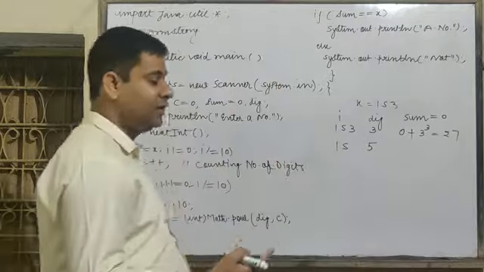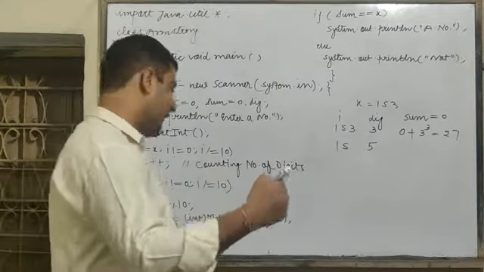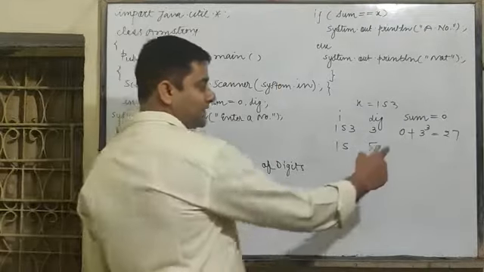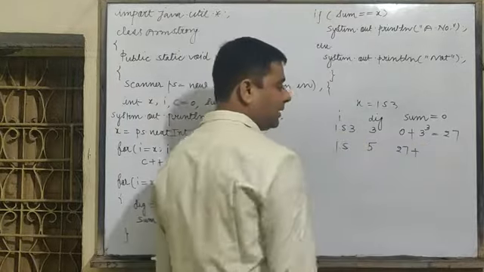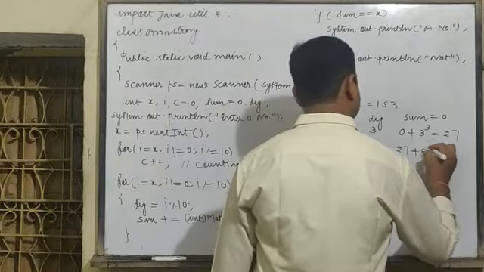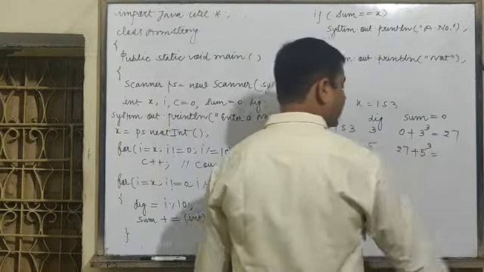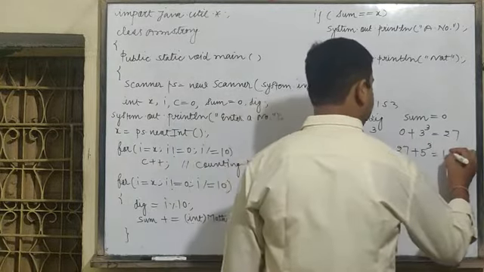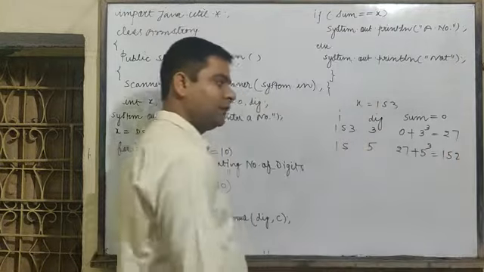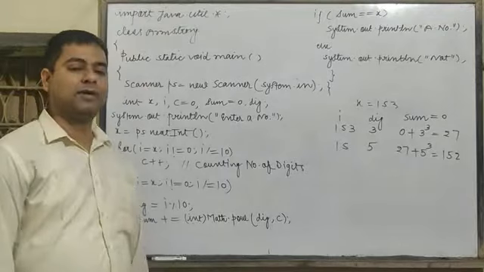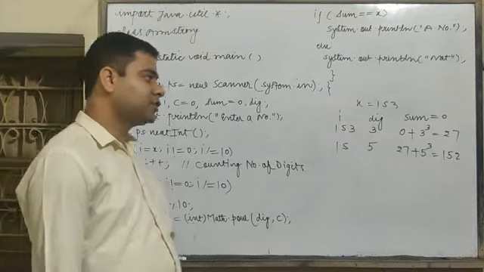C was 3. So 5 raised to the power 3. Okay, this will be added in sum. So present value of sum is 27. So 27 plus 5 raised to the power c, that is 3. So if you calculate the sum, you will get 152. Okay? 125 plus 27. So you will get 152.